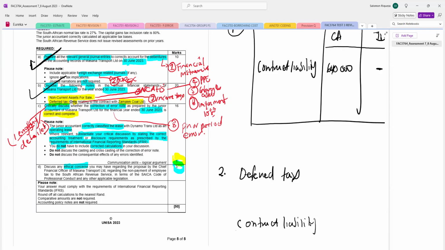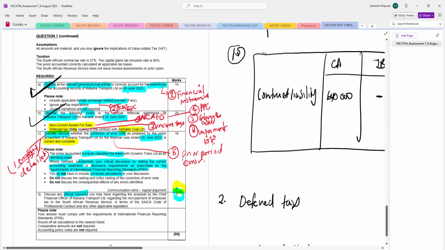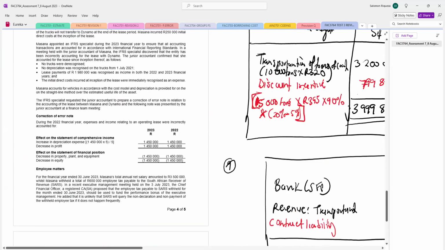Where relevant, substantiate your critical discussion by stating the correct accounting treatment or disclosure requirement as prescribed by the requirements of International Financial Reporting Standards, IFRS. You do not have to include corrected calculations in your discussions. Do not discuss the castings and cross-castings of the correction of error notes. Do not discuss the consequential effect of any error identified. Okay. And then they give you an extra 1 mark for logic. Like I said, they always give this mark anyway. So let's go and check out this error that they are talking about.